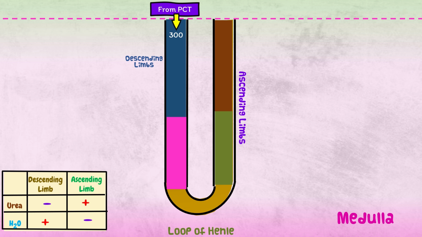The thin descending limb is permeable to water, but impermeable to urea, whereas the ascending limb is impermeable to water, but permeable to urea. This has already been discussed. When the fluid passes from proximal convoluted tubule into the thick descending segment, water is reabsorbed from tubule into outer medullary interstitium by means of osmosis. It is due to the increased osmolarity in the medullary interstitium, which is outside the thick descending tubule.